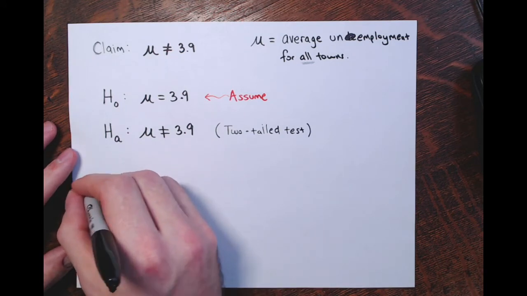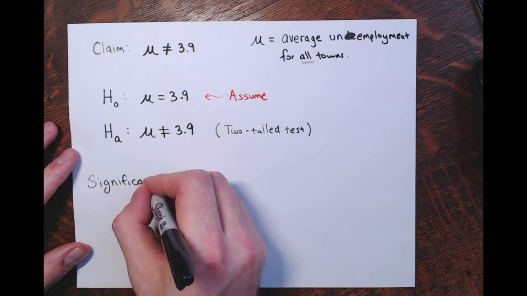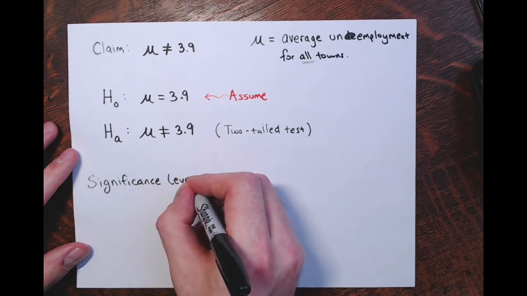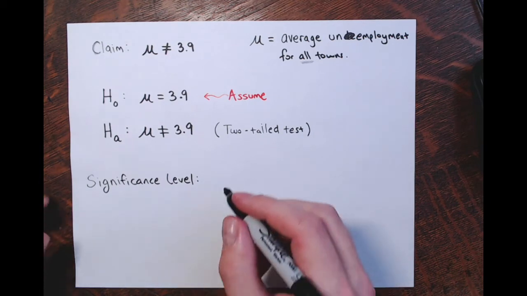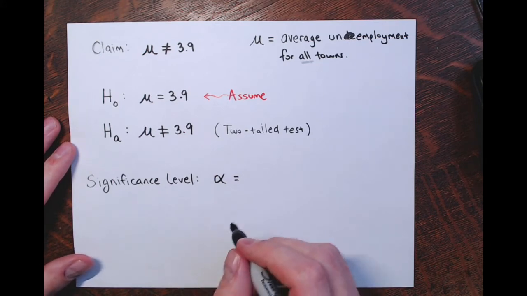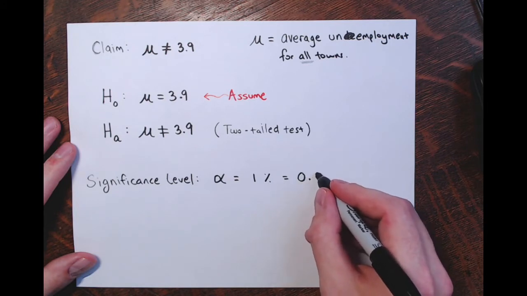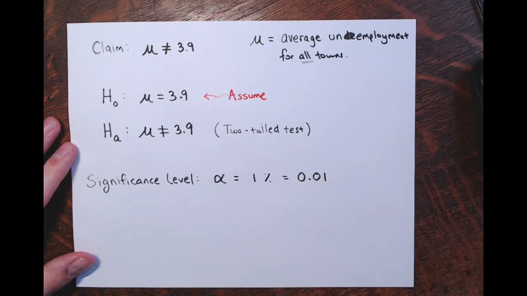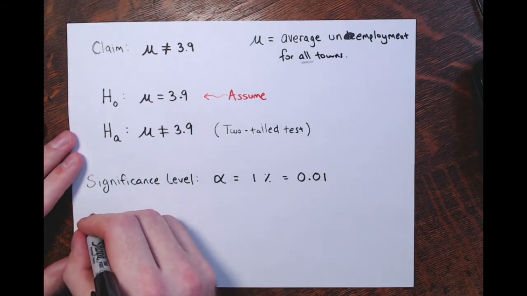Then you have the significance level for the test is identified. Now, if a significance level is not mentioned, it's reasonable to assume 5%. That's a reasonable significance level for most tests. But it was mentioned here. They said at the 1% significance level. So alpha equals 1%, or 0.01. All right. Then after this, we look at our sample.